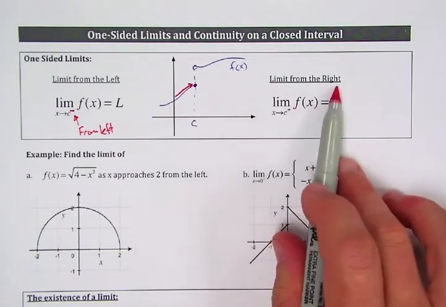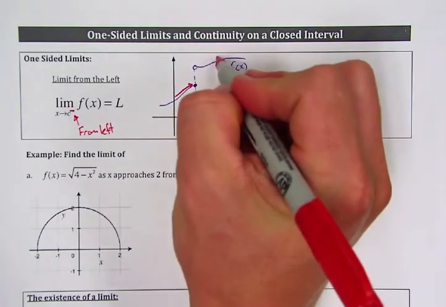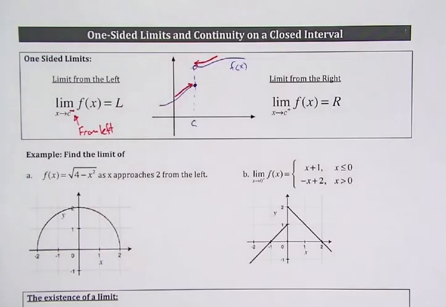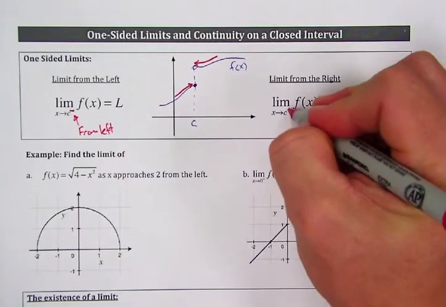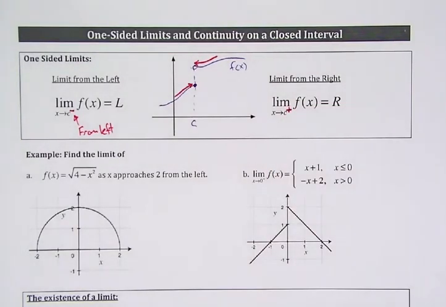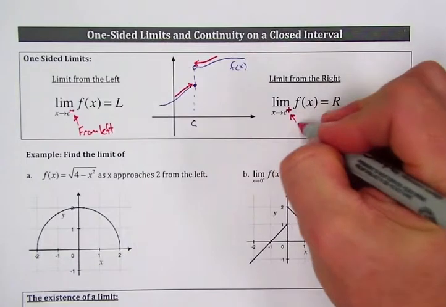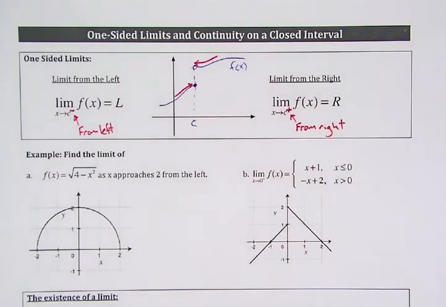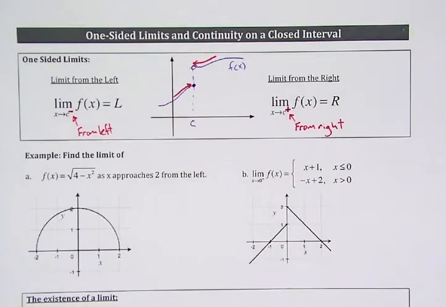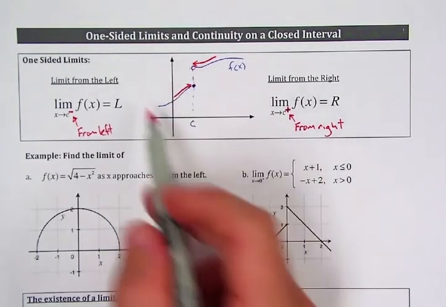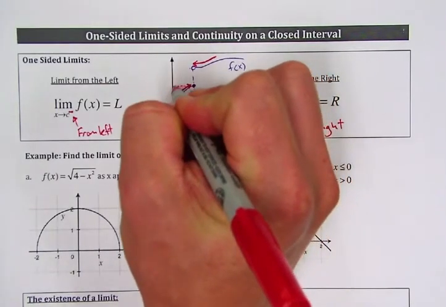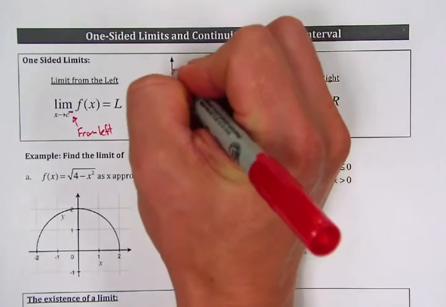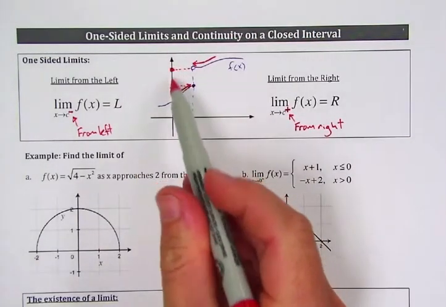Now the limit from the right is just what it says. As x approaches c from the right, what is the intended height of the function? The notation is going to have a plus sign right there, and that tells us that it's from the right. So when looking at this, the limit from the left would be this value right here, and the limit from the right would be this value up here.